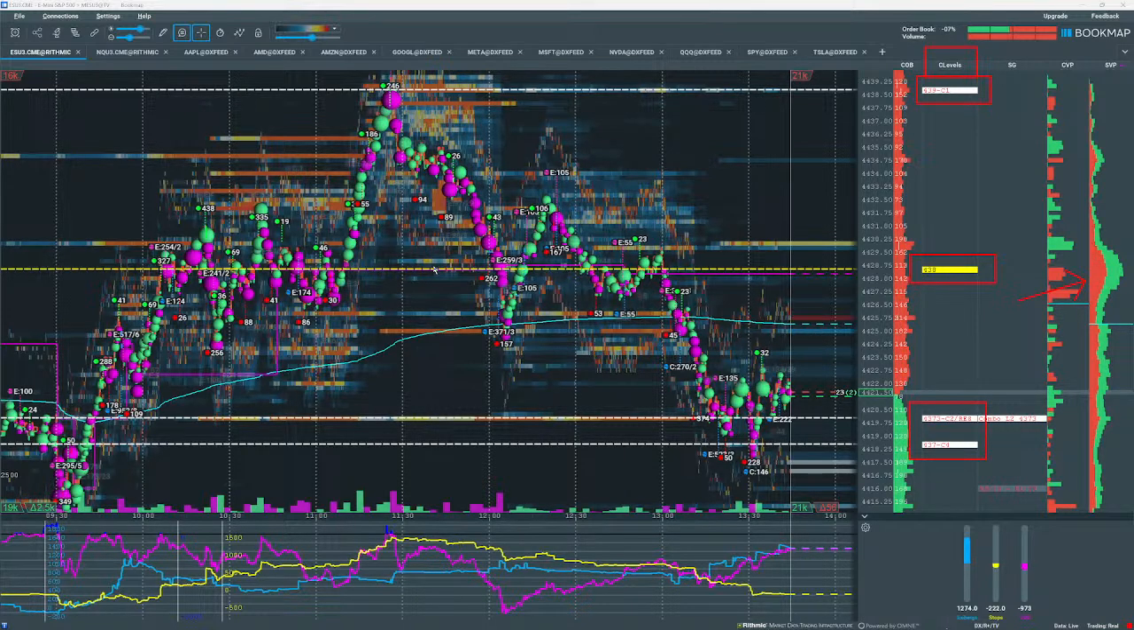All right, so those are the levels in play for SPX. Again, no shifts in levels other than the slight shift in the volatility trigger for SPX. Let's take a look at NASDAQ now.